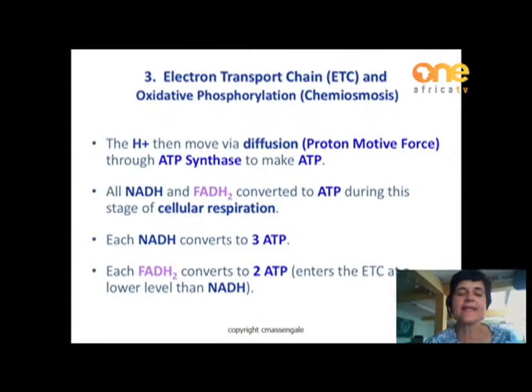Each NADH converts to 3 ATPs. So if we quickly make a calculation, there were 6 NADH coming into this phase. So 6 times 3 is 18 ATPs, just for interest's sake. And the FADH2 converts to 2 ATPs each time.